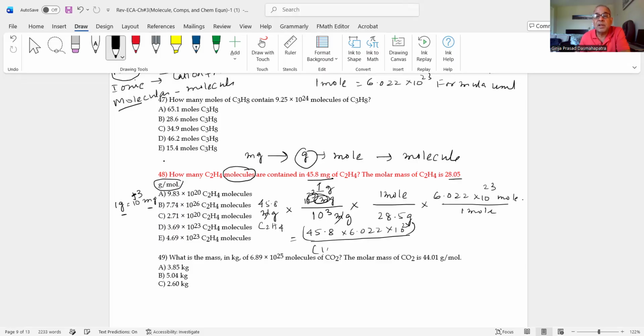So it will be divided by 10 to the power 3 times 28.5. So if you calculate, it will come to around 9.83 times 10 to the power 20 C2H4 molecules. Okay. So if you follow the technique we discussed in chapters 2 and 3, they are very similar, only there is one more step in the case of a compound, but the concept is exactly the same.